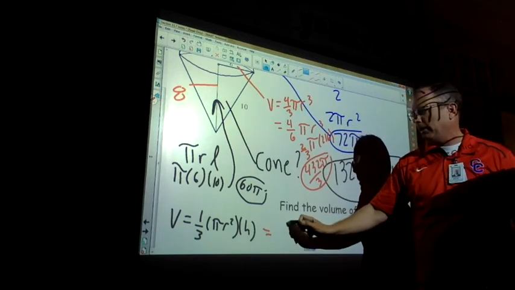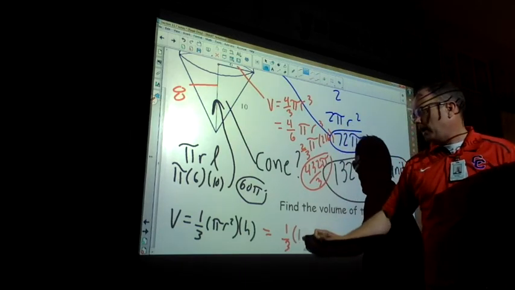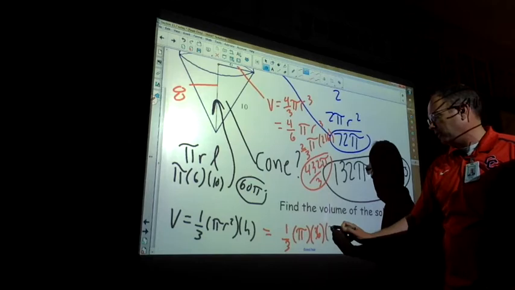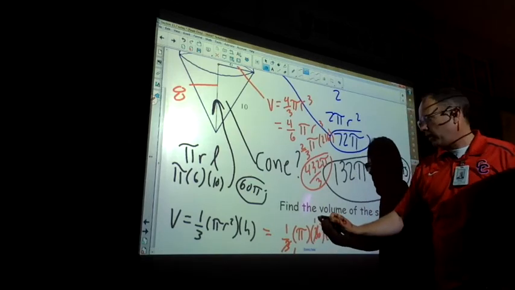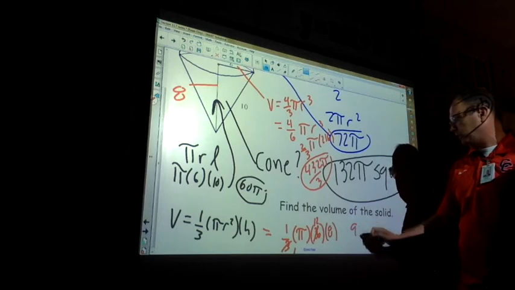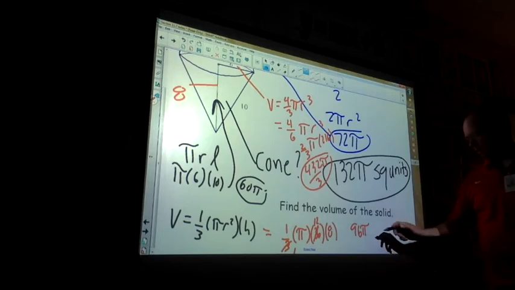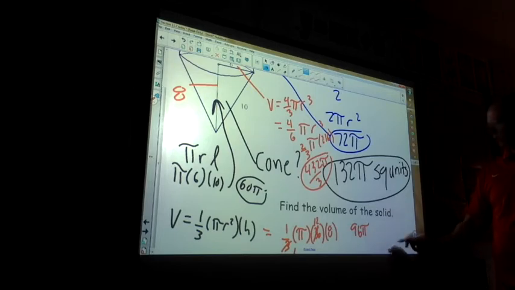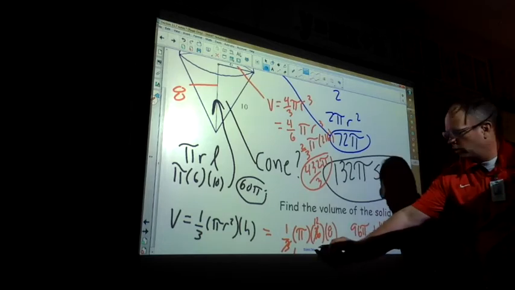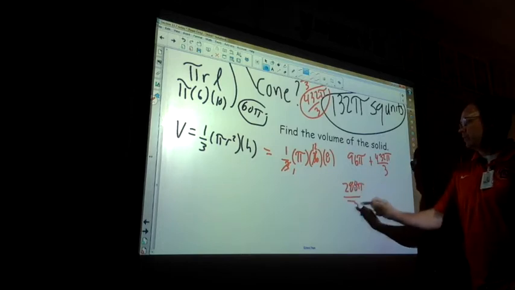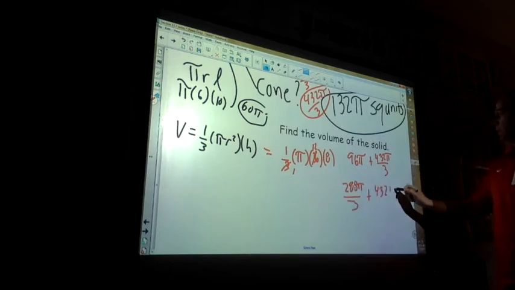Oh, we still have to find the volume of the cone. So I get 1/3 times pi r squared, so 36 times the height, which is 8. Then the 3 goes into 36 and that's 12. 12 times 8 is 96, so I get 96 pi. Put 96 pi over 3. Let's triple it. What's 96 times 3? So it becomes 288 over 3 plus 432 pi over 3.